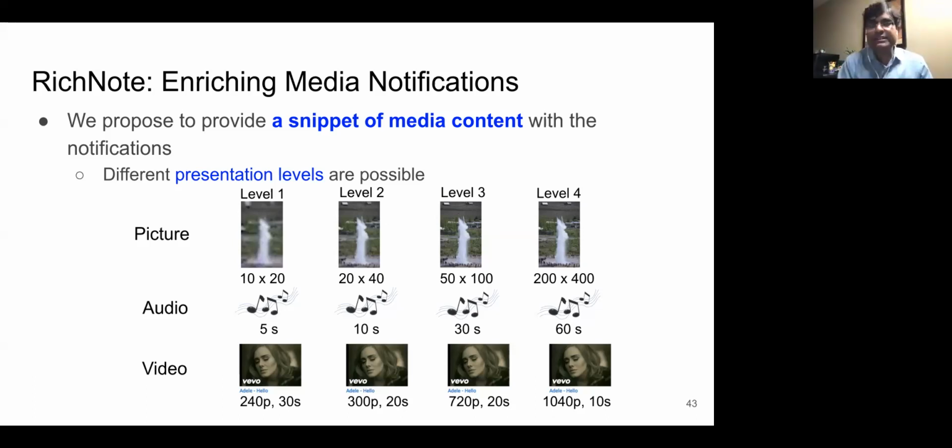So what is this? We call it a rich note, or rich notification. It enriches the notifications with media content, or a media content sample snippet. Let's say someone uploaded a photo on Facebook. Instead of saying you got a photo, it will put in a thumbnail and say this is the photo that got uploaded. If you are interested, you can go to the real website and consume it.